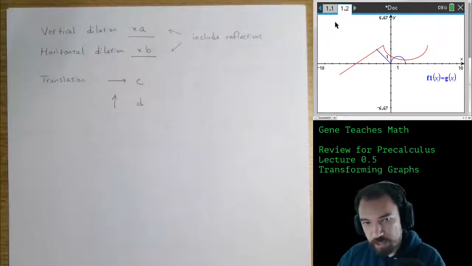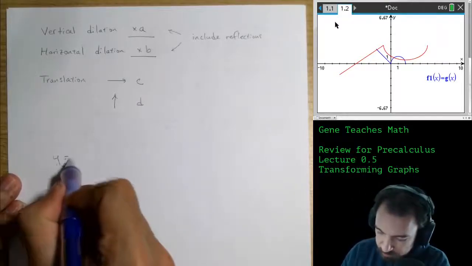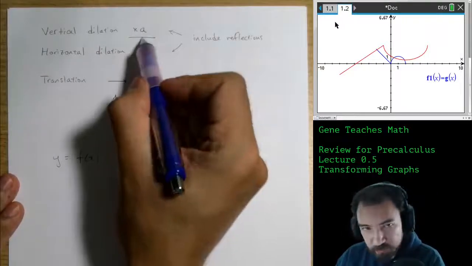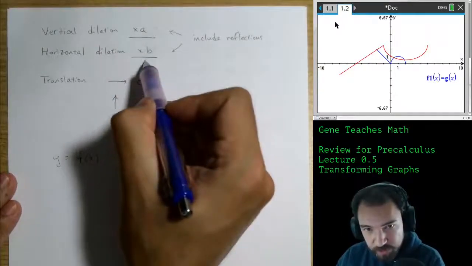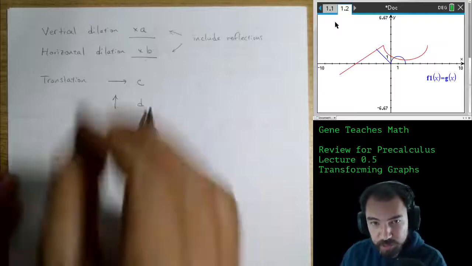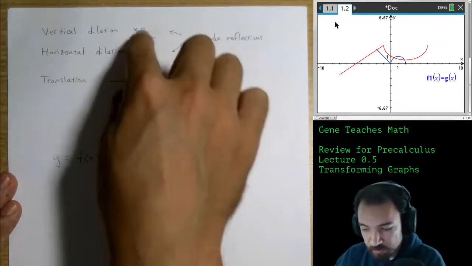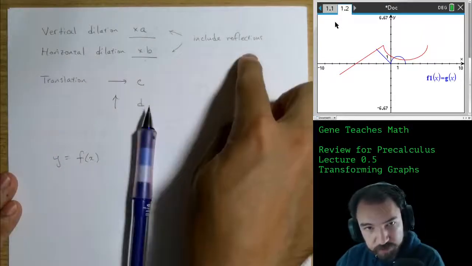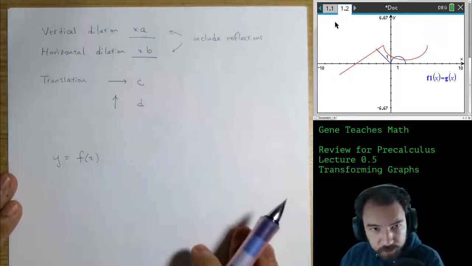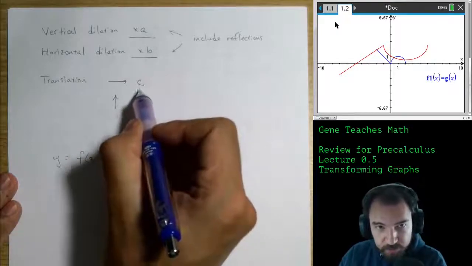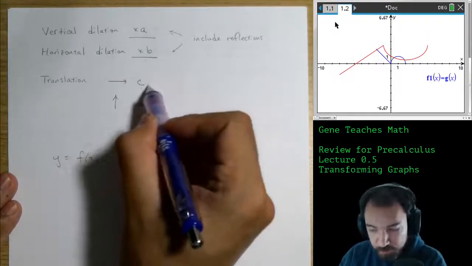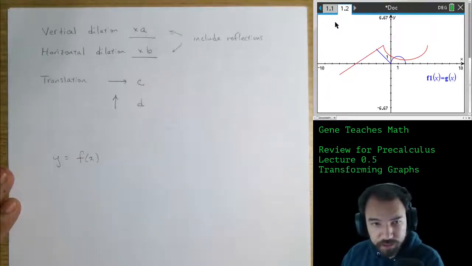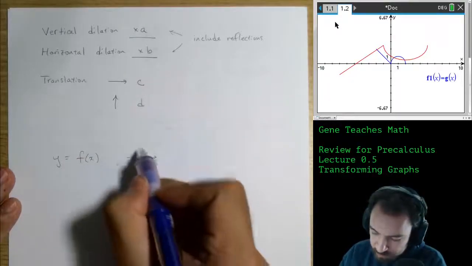So if you want to take a graph, y equals f of x, and you want to transform it according to these. If you want to do a vertical dilation, horizontal dilation, and if these numbers are bigger than 1, that means you're stretching. If these numbers are less than 1 but positive, that means you're compressing. And if you want to reflect, you just put a negative sign in the appropriate place. And for translations, if you would like to go left instead of right, you would just make c a negative number. If you want to go down instead of up, you make d a negative number. And this is what happens.